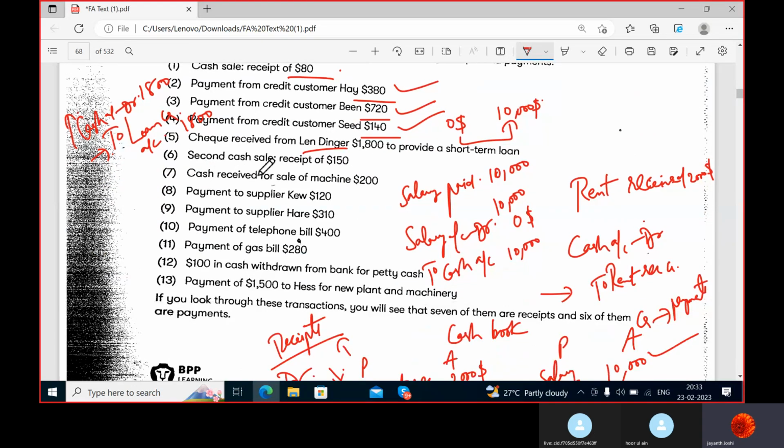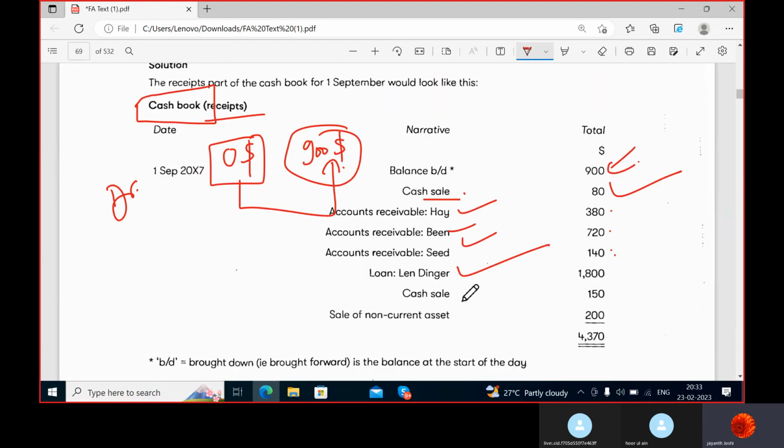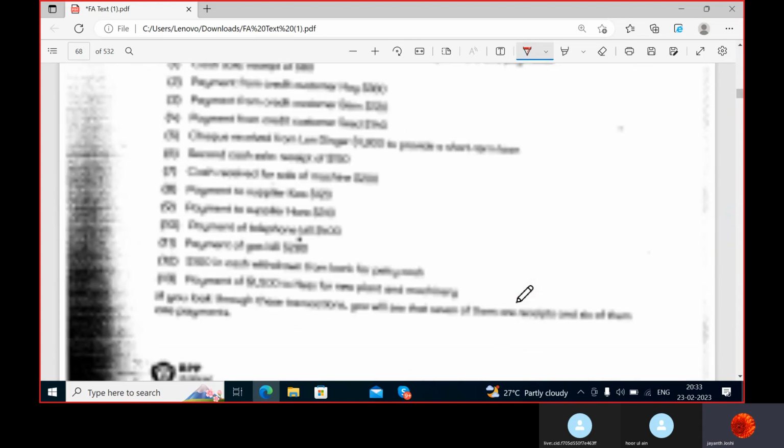And then second, cash sale receipt 150. So again, I'm receiving 150 for cash sales. I put it here. Okay. And then one more thing, if anything is there, we'll put it.